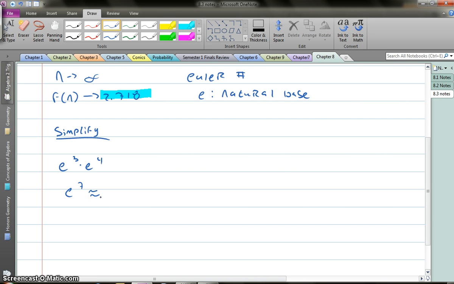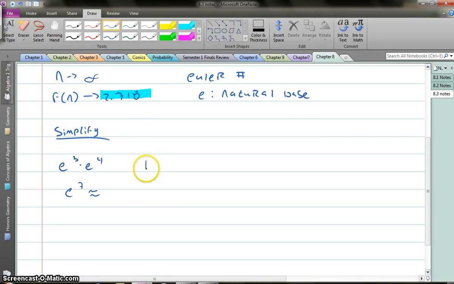All right, and if you hit e to the seventh, it would take 2.718 raised to the seventh power, and so on and so forth, and give you a decimal answer. However, I'm asking you to simplify. If I said evaluate, you would do it differently. And we'll talk about how to do it on the calculator tomorrow in class.